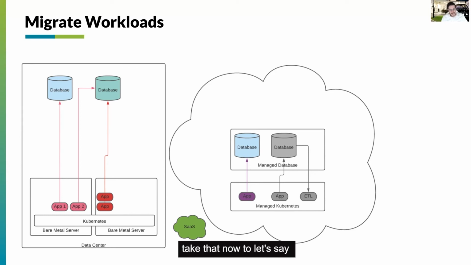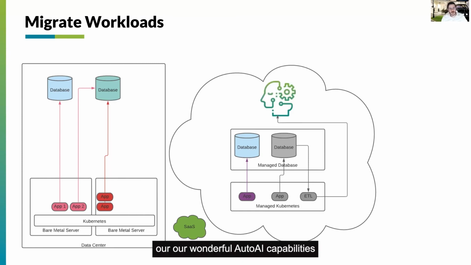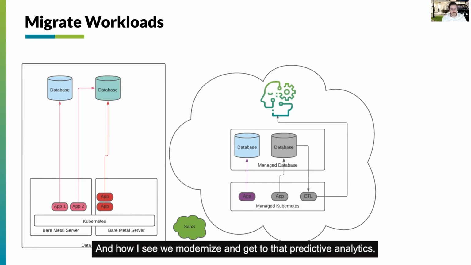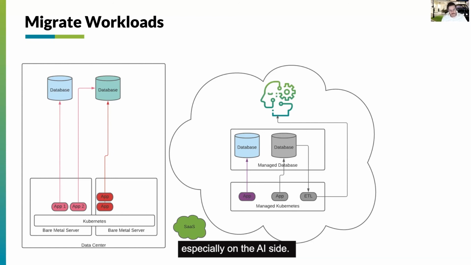And we can take that now too. Let's say we want to take this database and start to farm it for predictive analytics and start mining some of our data. We can leverage some of our wonderful AutoAI capabilities. So it's a good segue into how I see us modernizing and getting to that predictive analytics, especially on the AI side. And I'd love to tell you a little bit about that here as well.